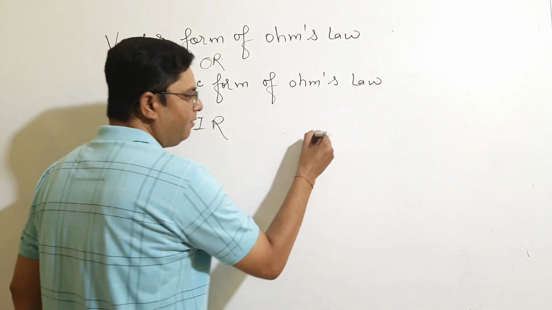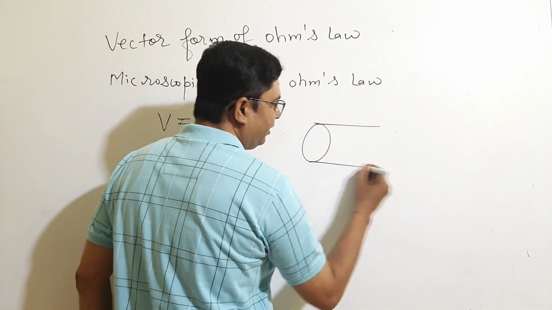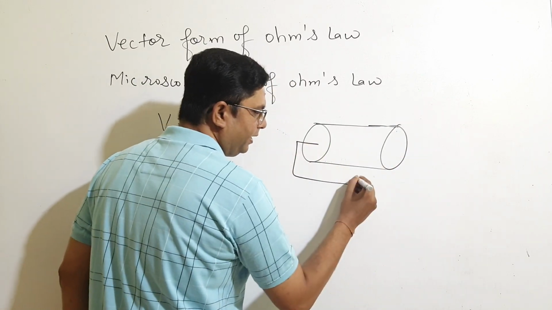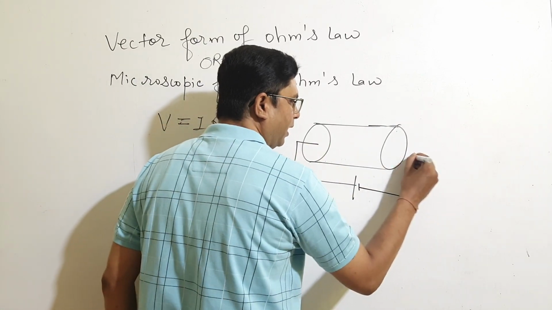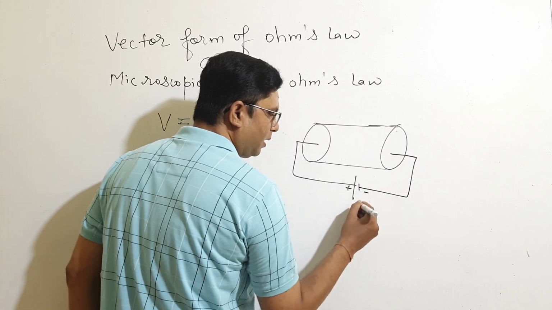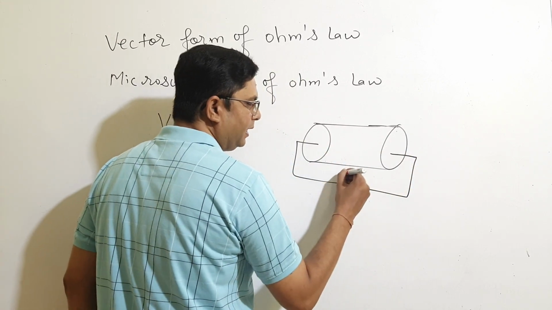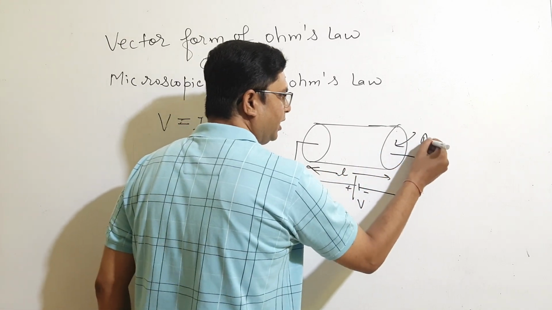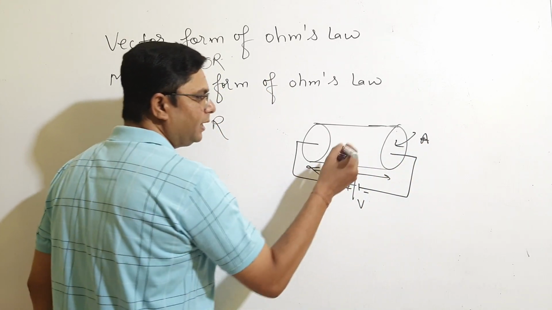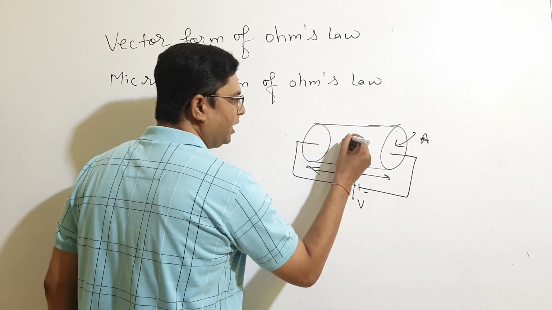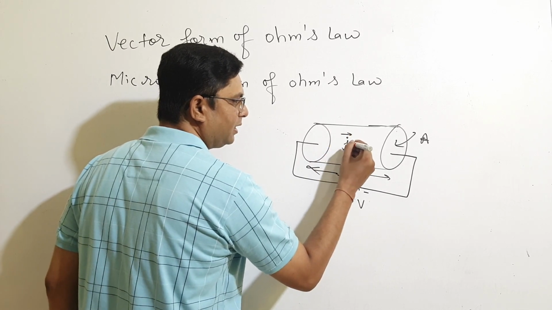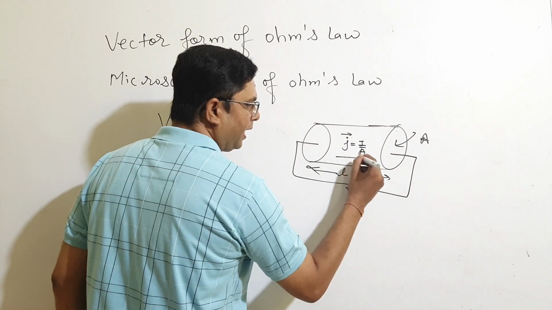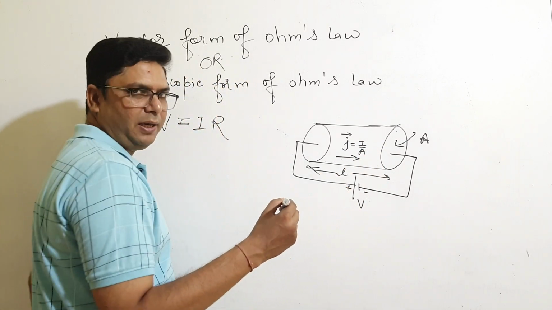Now, if I have a cylindrical conductor, and I connect it with a potential source, a battery, V is the potential source, L is the length of the conductor, A is the cross-section area of the conductor, then current density J will be produced inside the conductor, and J equals I upon A, and the direction is from plus to minus side.